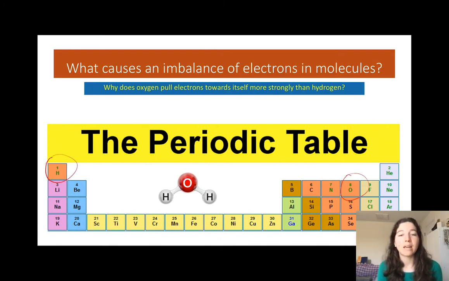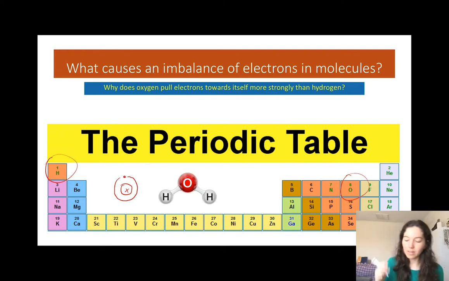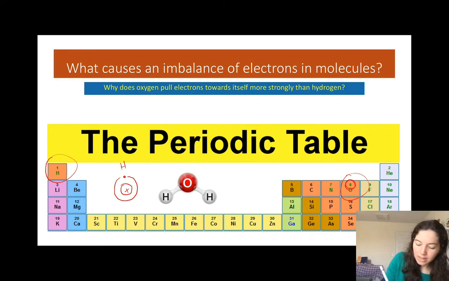If you modeled these in atom.phys, you might see some really big differences. So hydrogen has a single proton in the center, and it has one electron around the outside of it. All right, so that's your hydrogen. Let's look at our oxygen. Oxygen has 8 protons right here in the center. 1, 2, 3, 4, 5, 6, 7, 8 protons in the center.